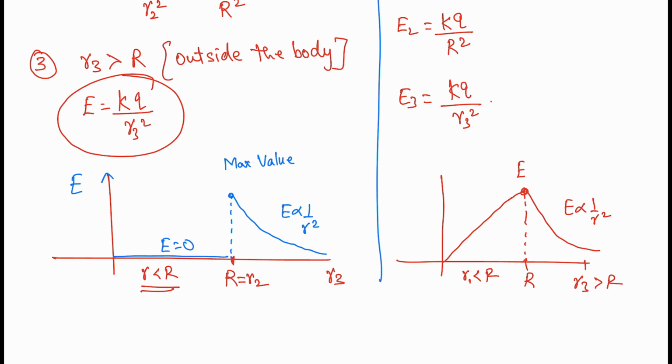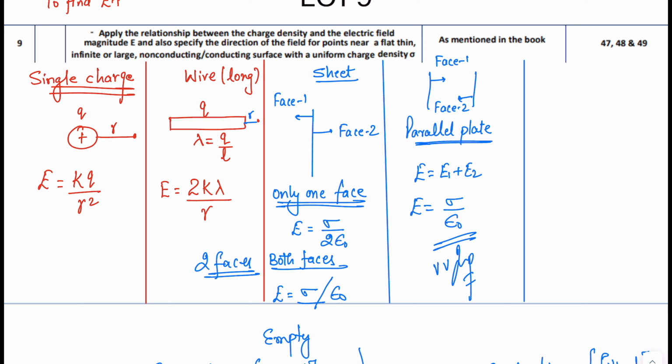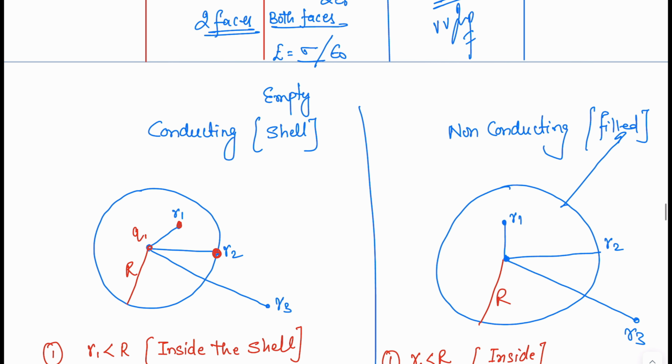Here is the maximum, E max, and here E is directly proportional to R. Clear, guys? So you understand all the cases: if there is a single point charge, wire, sheet, one phase, two phase, conducting shell, non-conducting shell. Okay, let's start the question.